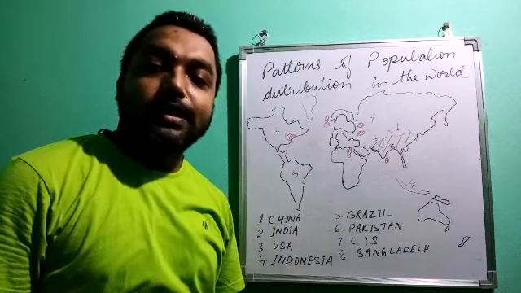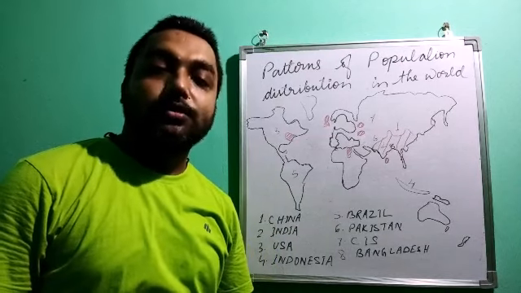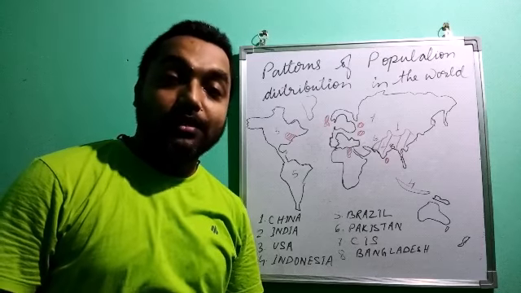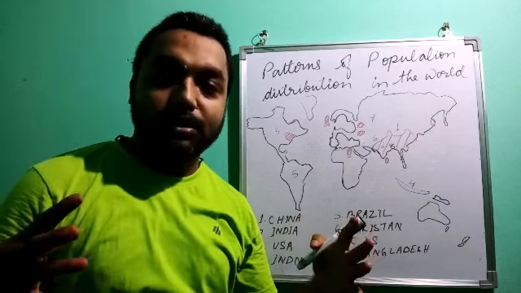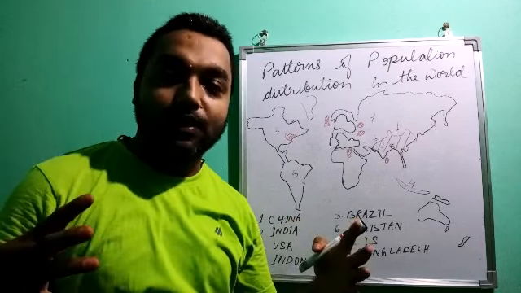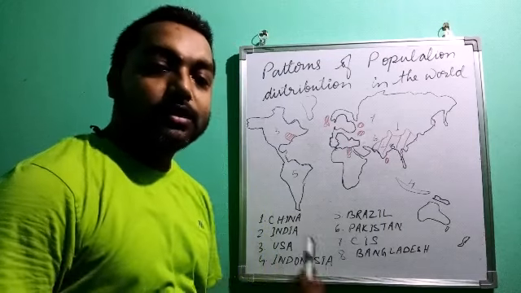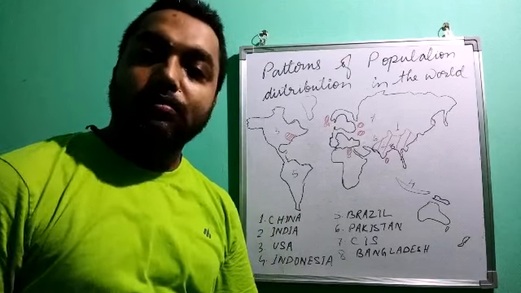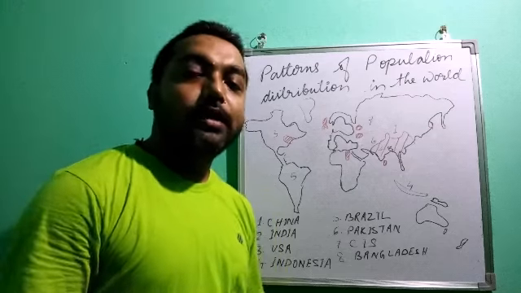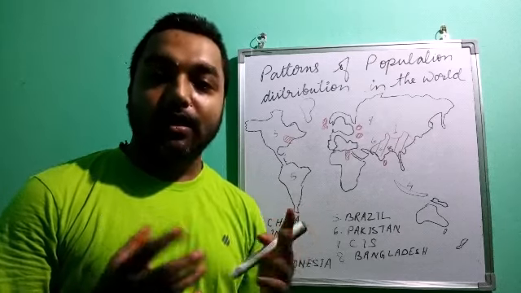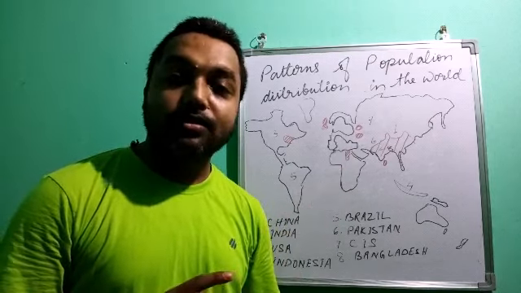Let us see the 10 most populous countries of the world. A populous country is a country where a huge amount of population is found, where the population is very high. That is known as a populous country. So here I have written the names of some of the important countries of the world where the population is very high. These are called the most populous countries of the world.